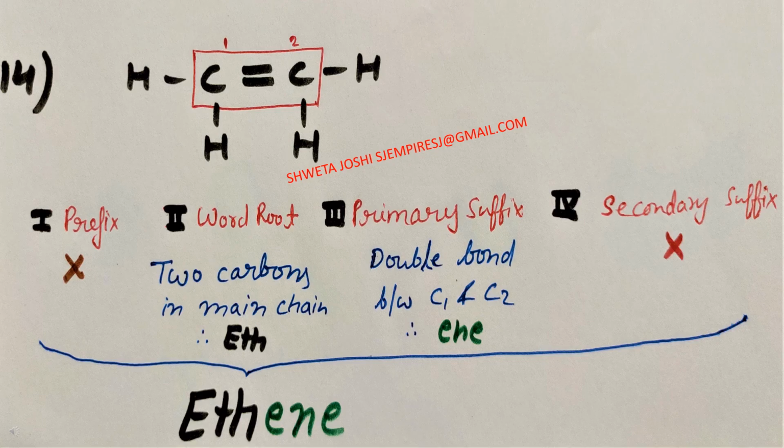Our next compound is CH2=CH2, that is C2H4. In this case, there is neither a prefix part nor a secondary suffix part. So starting with the word root, because of the presence of 2 carbon atoms in the main chain, the word root will be eth. And since there is a double bond between carbon-carbon atoms, the primary suffix will be ene. So its IUPAC name is ethene.